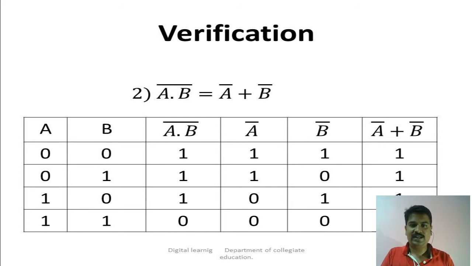When you look at the second combination 0 and 1, (a dot b) whole bar is 1, a bar plus b bar is also 1. And for the third combination, (a dot b) whole bar is 1 and a bar plus b bar is also 1. And for the last combination, (a dot b) whole bar is 0 and a bar plus b bar is also 0. This completely verifies De Morgan's theorem.